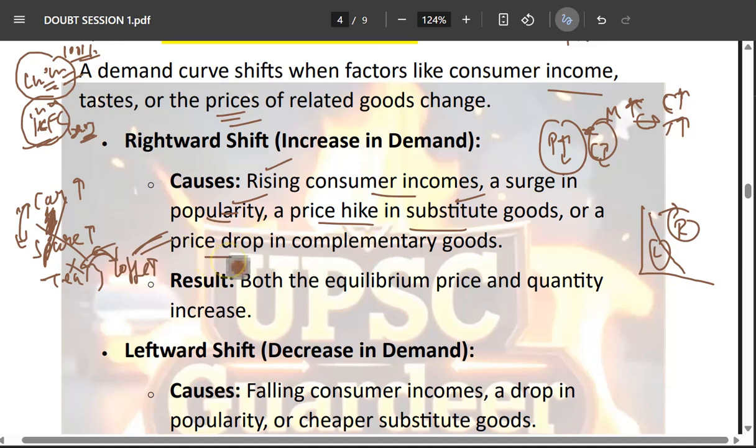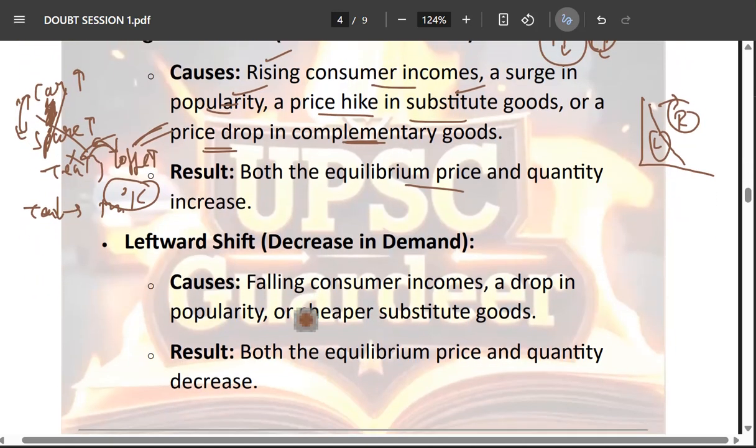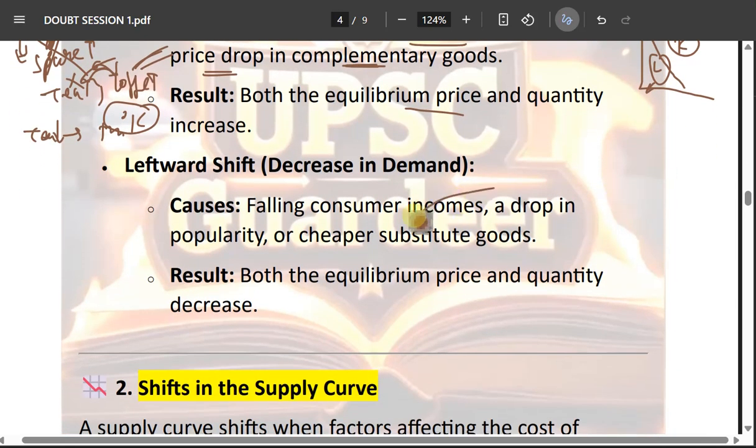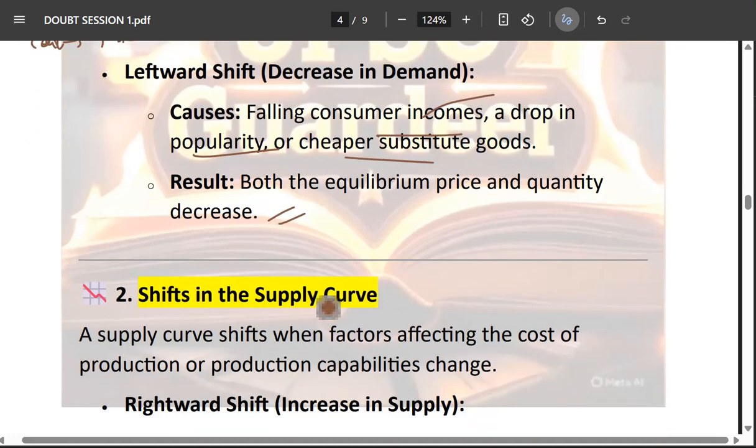Or a price drop in complementary goods. Complementary means, if I buy tea, then I have to buy milk. So if there is a price drop, then the demand for milk also will vary. So both equilibrium price and quantity will increase. When it shifts leftward, the demand curve is shifting leftward, meaning downward. The opposite: a fall in consumer income, a drop in popularity, maybe cheaper substitute goods. So both equilibrium price and quantity will decrease.